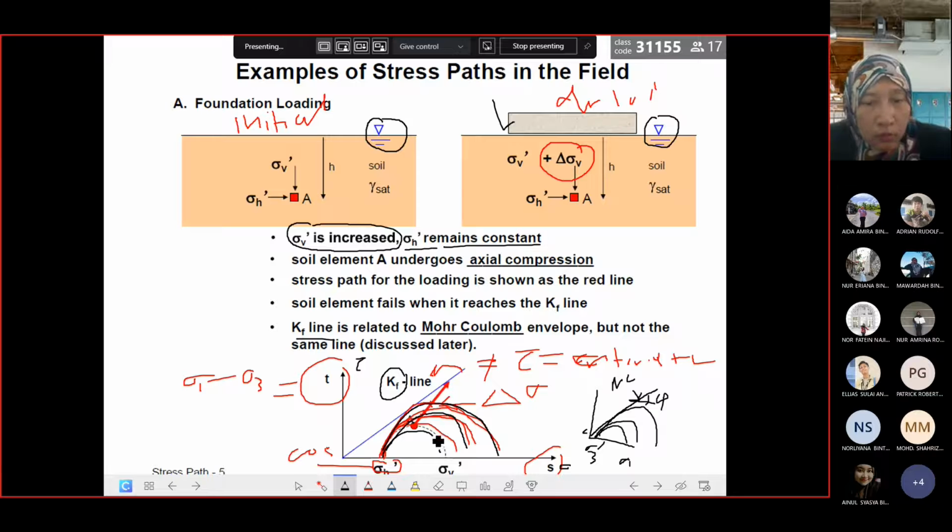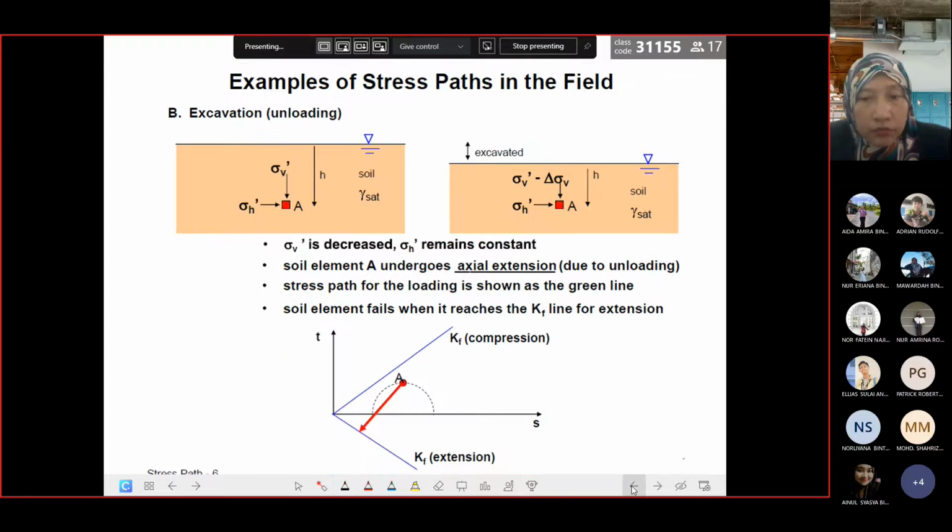Straight line tu adalah mewakili stress path of the samples. Just now for loading conditions, this is for unloading conditions. The primary effect water table still there, but now you are having excavation activity yang mana you excavate some soil element to the field depth.